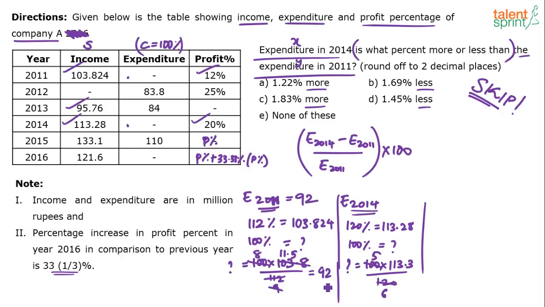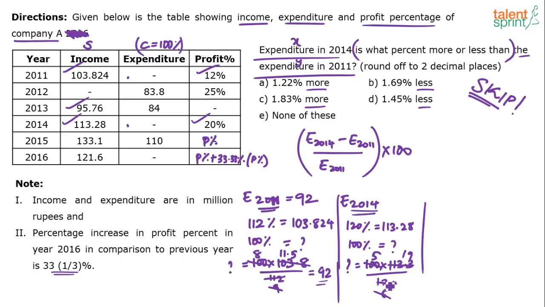Now work on the expenditure for 2014. So 5 by 6 into 113.3. Now 113.3 can be taken as 114 approximately. Strictly speaking, it should be taken as 113, but I am taking it as 114 because 114 by 6 is 19 times. Remember, there is a risk involved here because we are doing an approximation. Even this little bit of approximation can lead to a wrong answer, because 1.22% more and 1.83% more are just 0.6% difference, right? That error can creep in here. So be careful. You should be prepared for that risk.